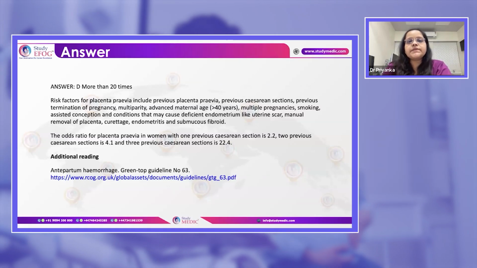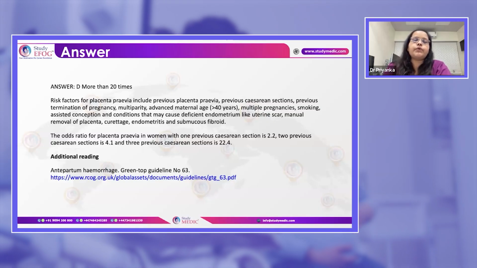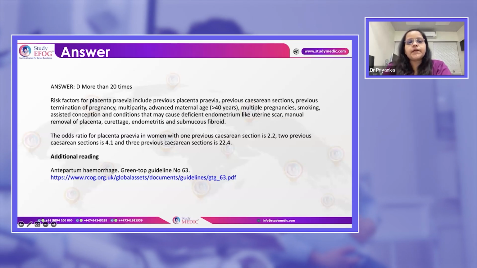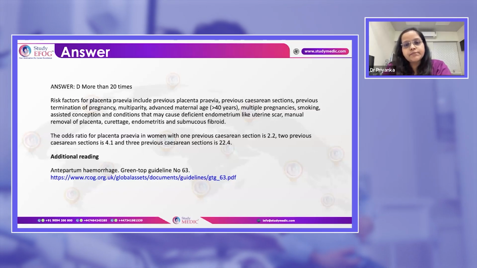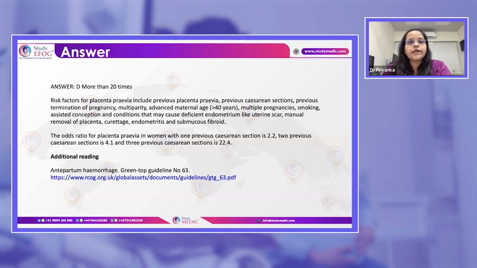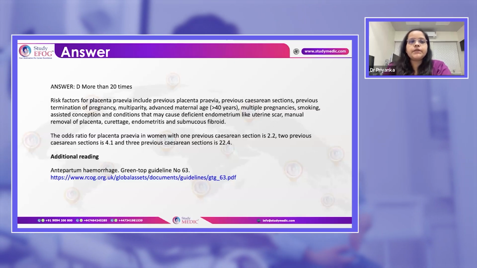They include previous cesarean section, where any condition which will hamper the migration of the placenta from the lower to the upper uterine segment can lead to placenta previa. So in cases like a previous cesarean section scar or a myomectomy scar, where the placenta won't migrate upwards, or if there is a multiparous woman, or advanced maternal age, or multiple pregnancies where the mass of the placenta is large. Even in smoking, there is a bit of placental hypertrophy, which makes the placenta low lying.